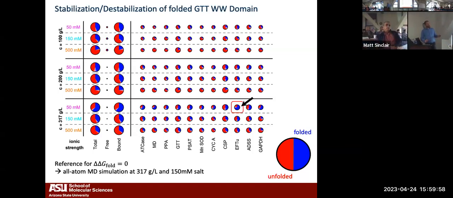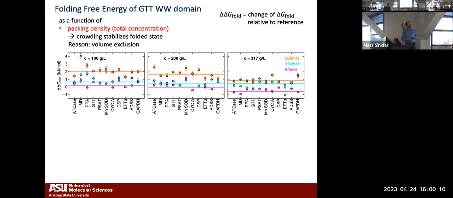If you look at the detailed directions, there's one winner here, this elongation factor. That's the one that actually, under these conditions, grabs the WW domain and stabilizes it most. What that means, we don't know. But let's look at this in a slightly different perspective. It's the same data, different representation. But I'm expressing these pie charts in terms of changes in the folding free energy. And you see certain trends which are obvious.